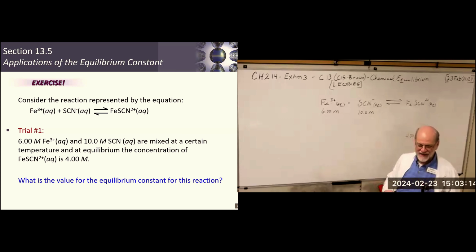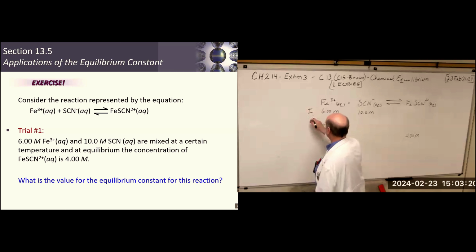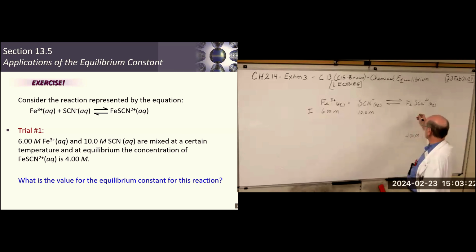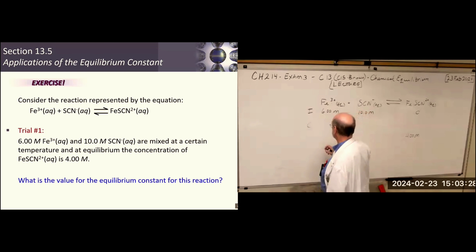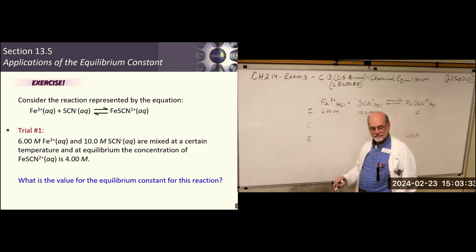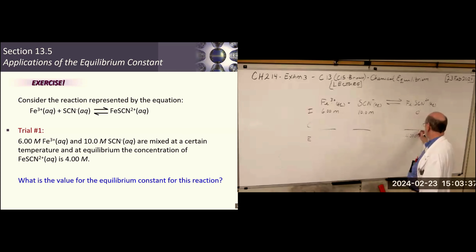Well, I'll show you. What I'm setting up is called an ice table. This is the initial concentrations, and this is going to be 0, right? Because that's where we set it up. C is for change, what change is experienced, and then E is for equilibrium. And so we're going to have this, this, this.